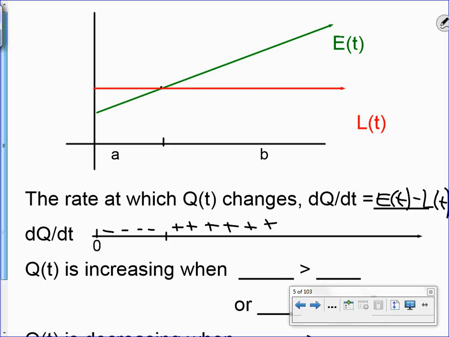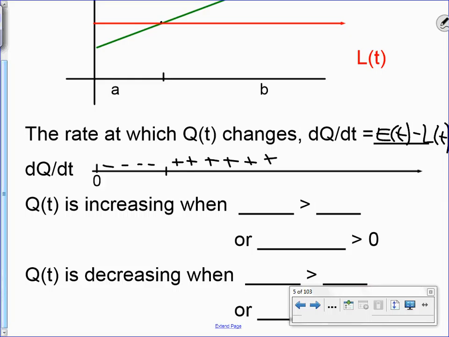So I can always make a sign chart. So Q of t, your quantity, is increasing when which rate is greater? When E of t, the rate in, is greater than the rate out, which would make what positive? If you move things to the other side, I want to compare it to 0, so subtract L of t from both sides. So a quantity is going to increase when rate in minus rate out is positive. So whenever the rate in is greater than the rate out, it's going to be increasing, which means that the rate in minus rate out is positive.